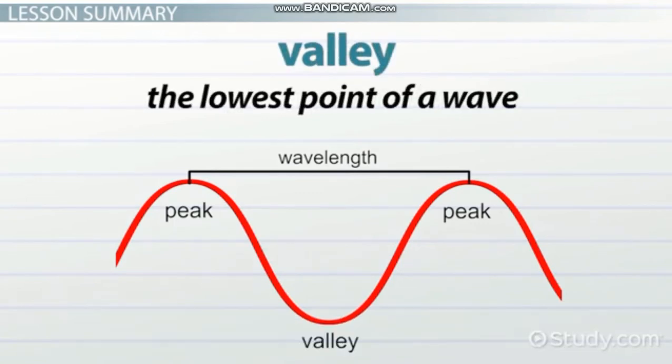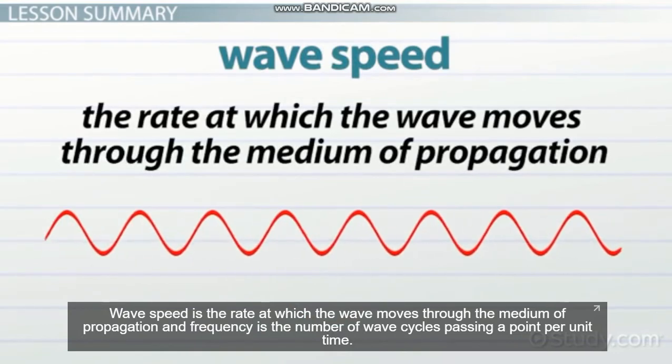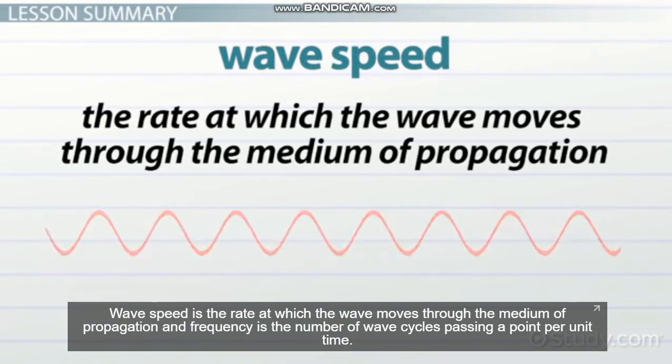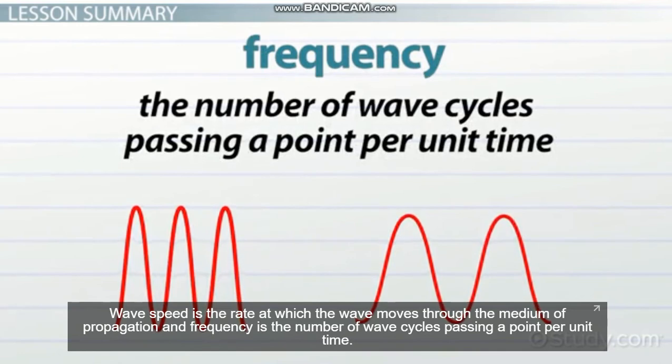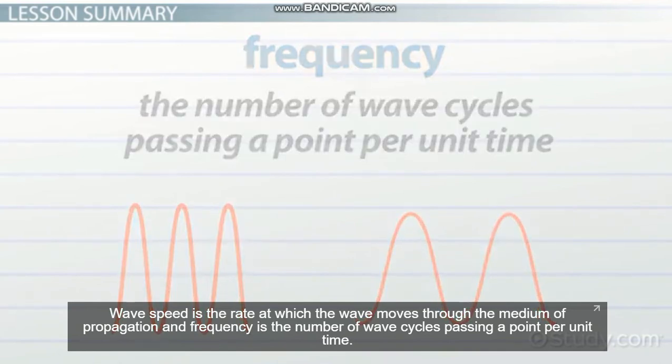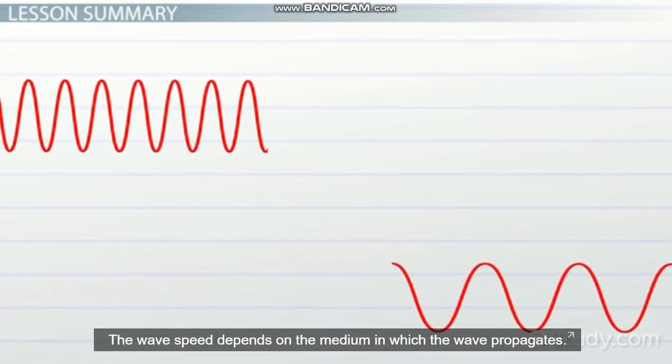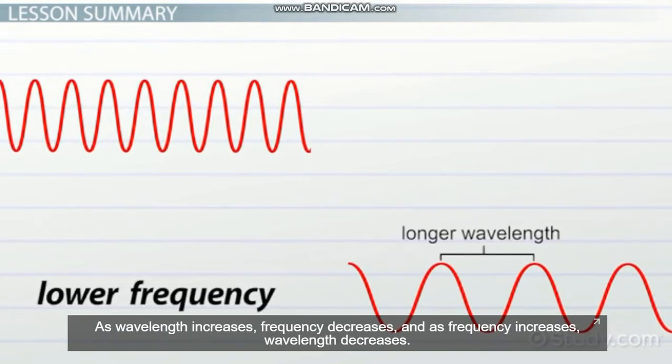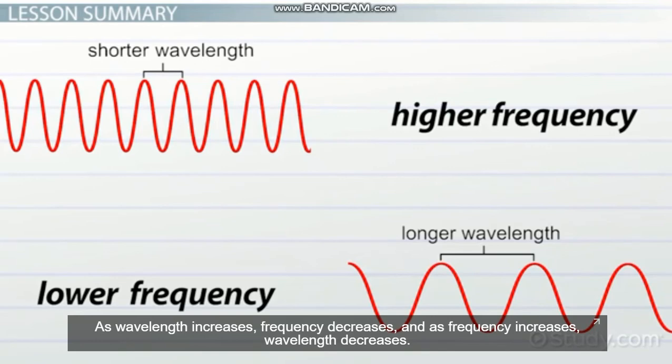Wave speed is the rate at which the wave moves through the medium of propagation, and frequency is the number of wave cycles passing a point per unit time. The wave speed depends on the medium in which the wave propagates. As wavelength increases, frequency decreases, and as frequency increases, wavelength decreases.